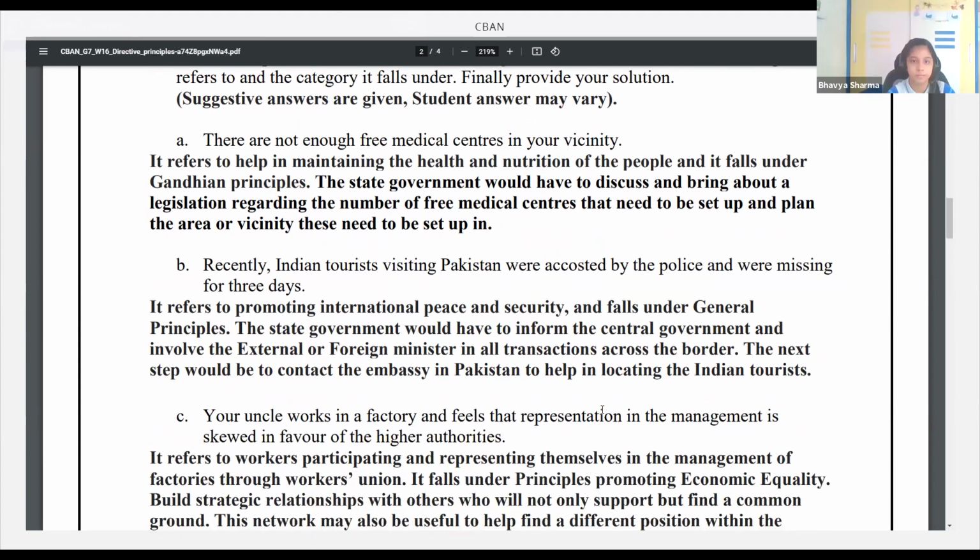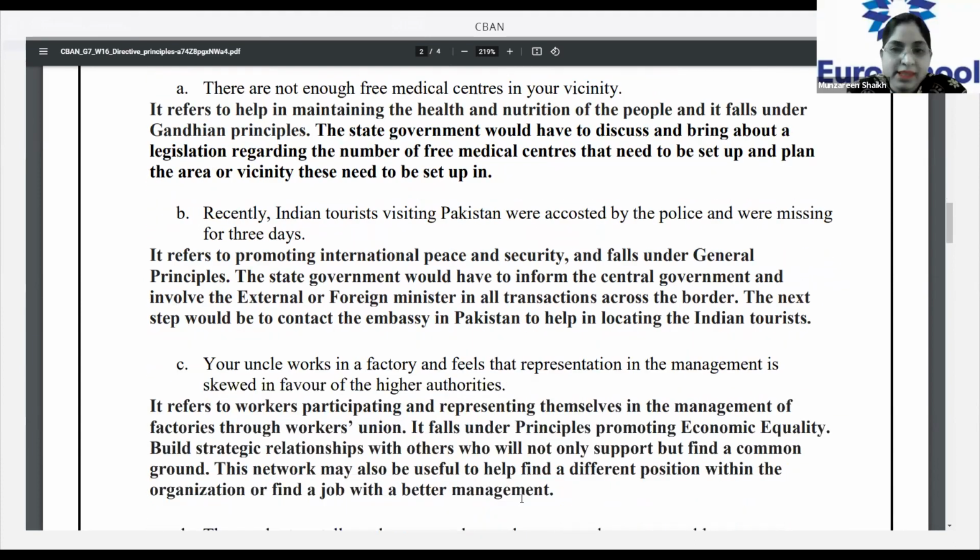Yes, ma'am. Let's do the second one. Recently, Indian tourists visiting Pakistan were escorted by the police and were missing for 3 days. Okay. So first tell me which principle it will come under. General principles. Promoting international peace and security, because in general principles we have a point which says promoting international peace and security. Right? Okay, so that is done.